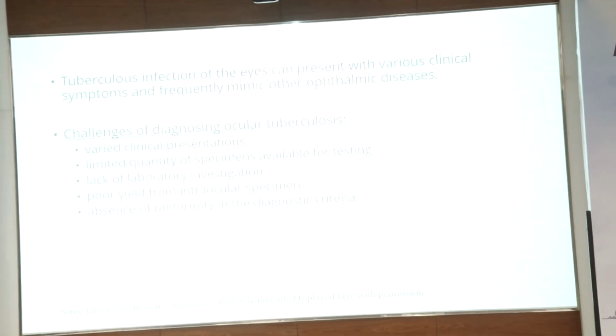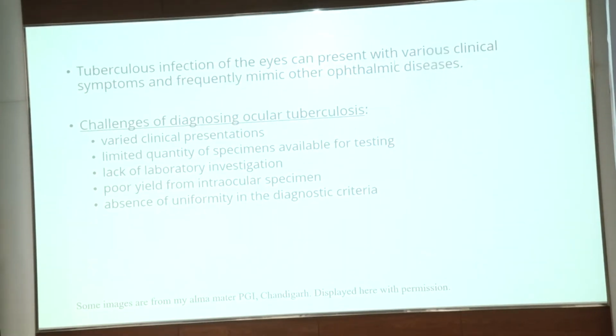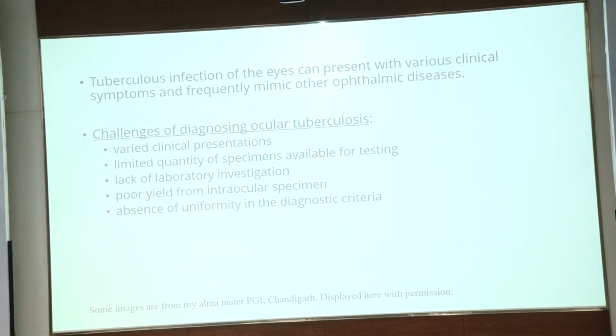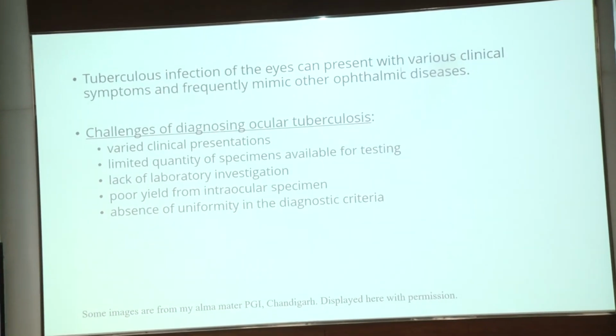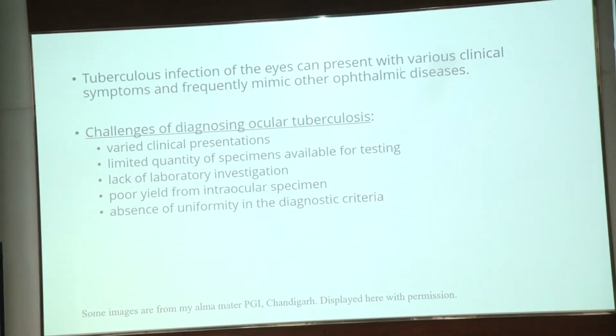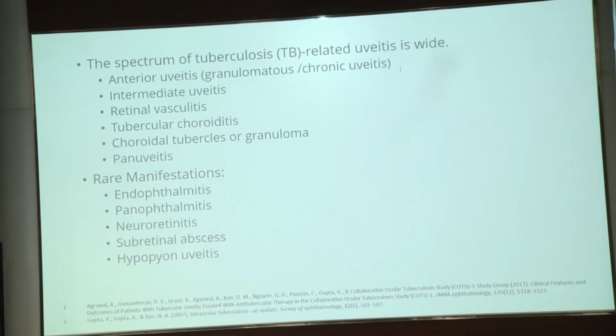As I have highlighted, tuberculosis infection of the eyes can present with various clinical signs and symptoms, and frequently it can mimic other ophthalmic diseases. The challenges in diagnosing ocular tuberculosis are that it can have varied clinical presentation, the quantity of specimens we get from ocular samples is very small, and there is a lack of laboratory investigations which will help us say with extreme confidence that it is tuberculosis. And there is an absence of uniformity of the diagnostic criteria for tubercular uveitis.